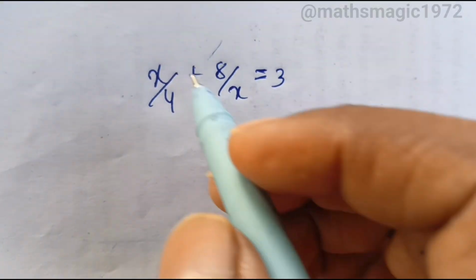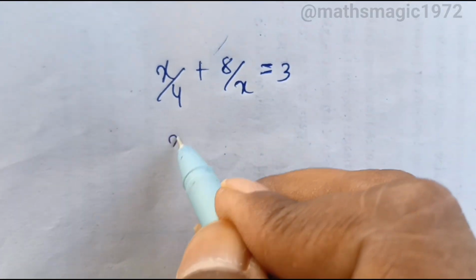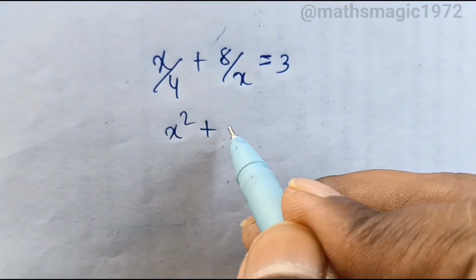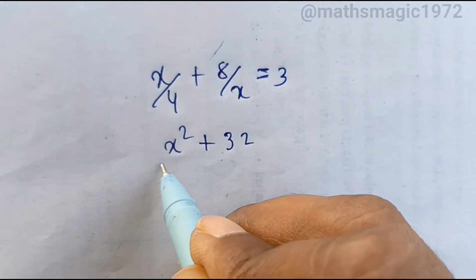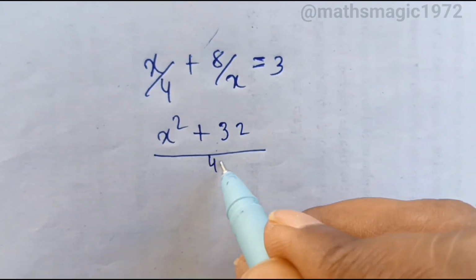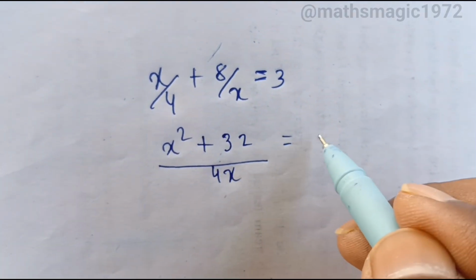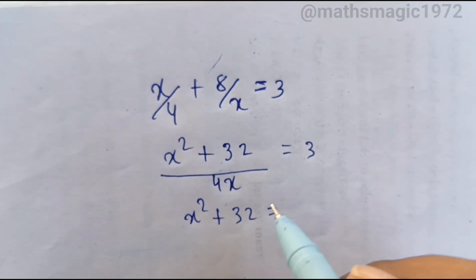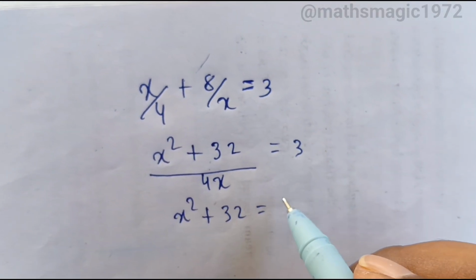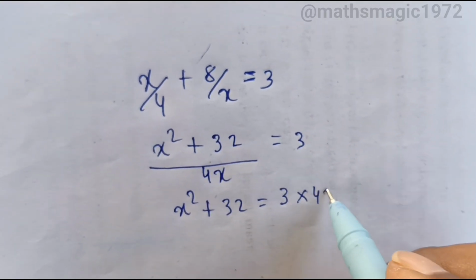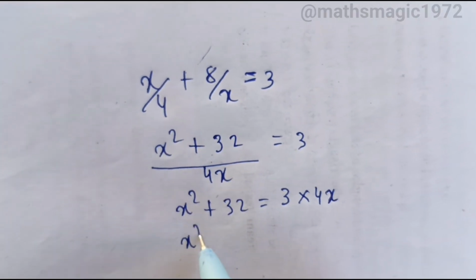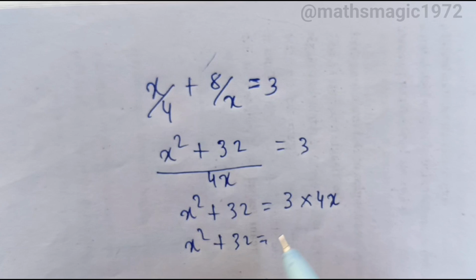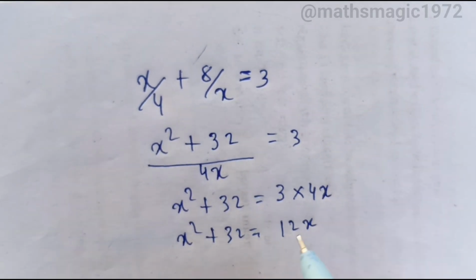How to solve this problem? You have to cross multiply: x into x square plus 8 times 4 is 32. Next, 4 times x, 4x, is equal to 3. x square plus 32. Shift 4x to the right-hand side, it becomes multiplied: 4x square plus 32 is equal to 3, 4s are 12x.